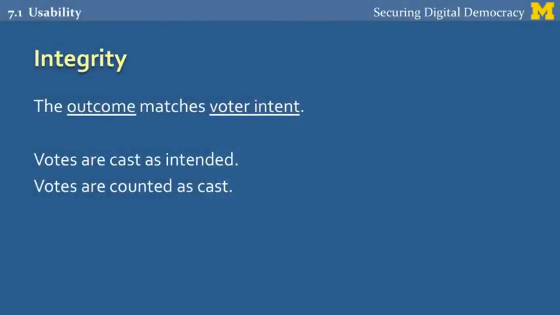The correctness and accuracy and usability of voting systems ends up having a big impact on how accurately votes can be counted. So to see why, let's think again about our definition of the integrity security property for voting. We defined integrity with two parts. First, votes have to be cast as intended, and second, they have to be counted as they're cast. This cast as intended issue turns out to be largely a usability problem. Does the system provide an interface that allows the voter to tell the system correctly who they wanted to vote for?